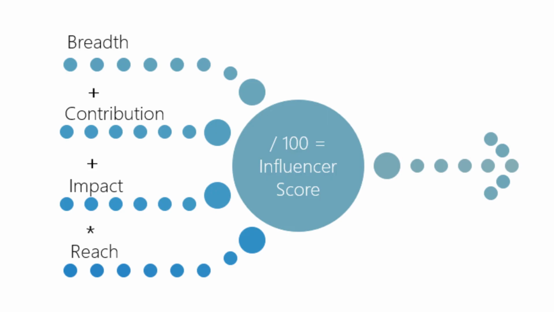So to break this down, the sub-calculations are breadth, contribution, impact, and reach. And we add up breadth, contribution, and impact, and then multiply that by the person's reach score, and then all that gets divided by 100.